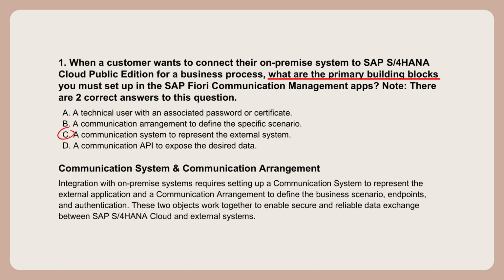Right. So if that's the passport, what's the second piece? How does it define the activity? That's the communication arrangement. If the system is the passport, the arrangement is like the specific visa and flight plan. It defines the why, the actual integration scenario. Gotcha. So the arrangement links everything together. It points to the communication system you just set up. It specifies the technical user needed for this specific exchange. And it lists the exact APIs or services that are allowed to be used. Basically, what data can actually move back and forth for this purpose.